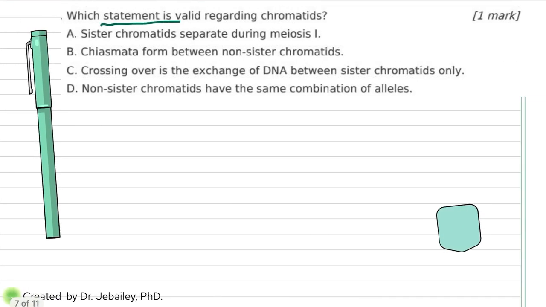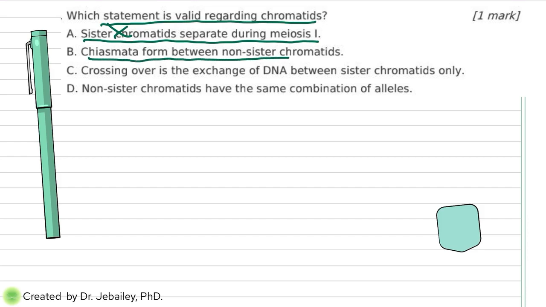Next, which statement is valid regarding chromatids? Sister chromatids separate during meiosis 1? No, as we said, it's the homologous chromosomes. Chiasmata form between non-sister chromatids? That is true, but let's continue. Crossing over is an exchange of DNA between sister chromatids? No, it's not between sisters.